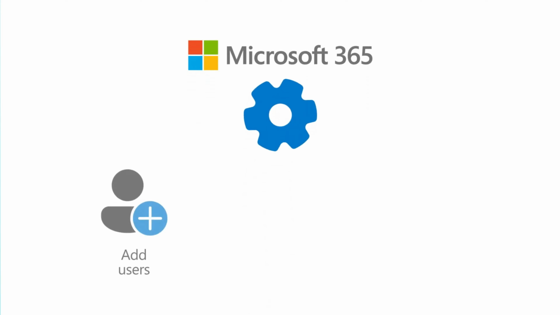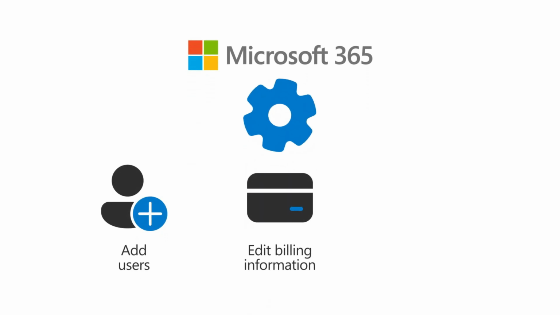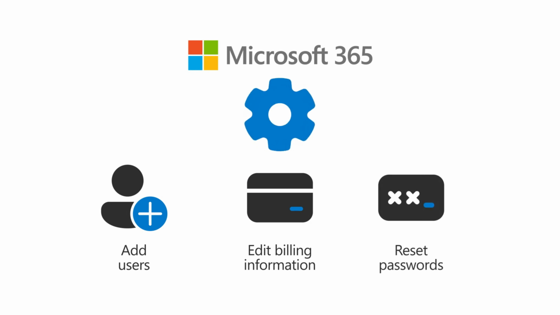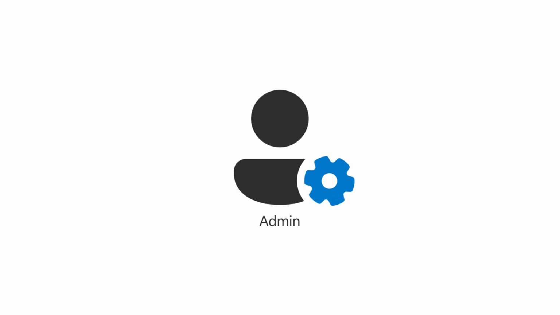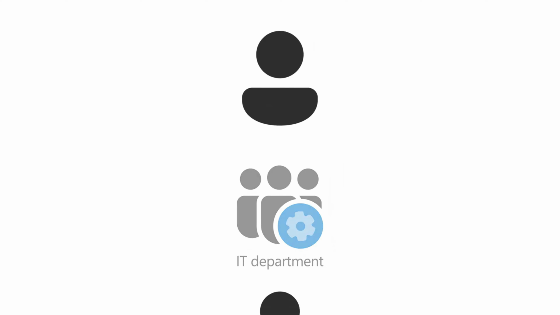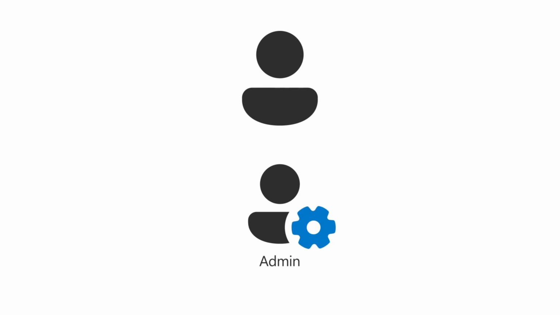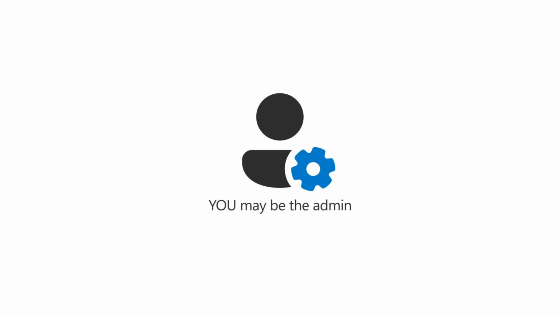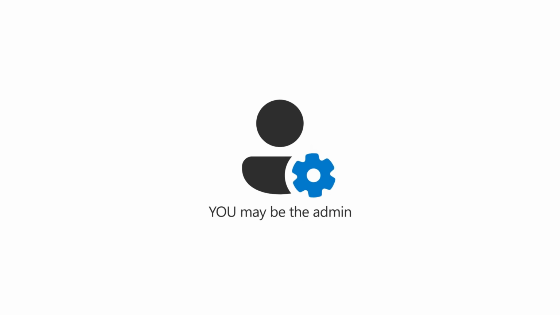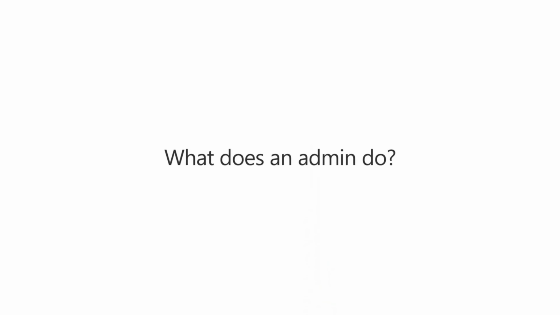Every Microsoft 365 for Business subscription requires someone to manage it, like adding users, updating billing info, or resetting passwords. The person who does this is called an admin. Depending on your business, you might have an IT department, someone who manages this for you. Or you might be the admin simply because you signed up for Microsoft 365. But what does an admin do?